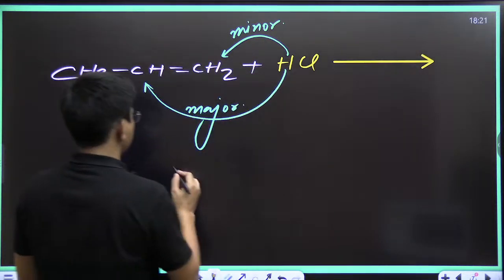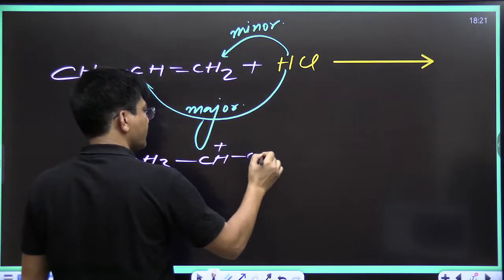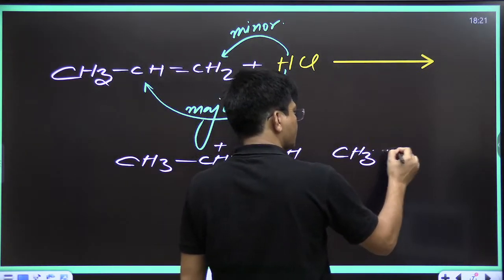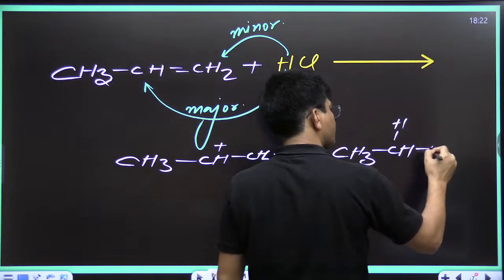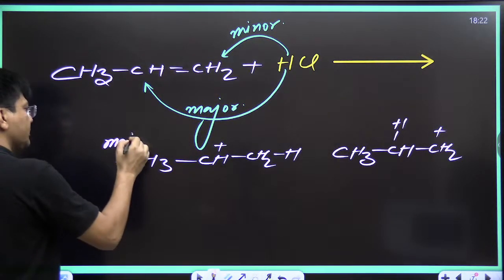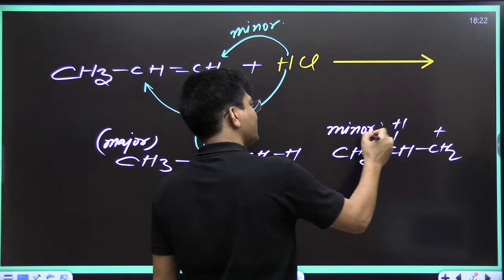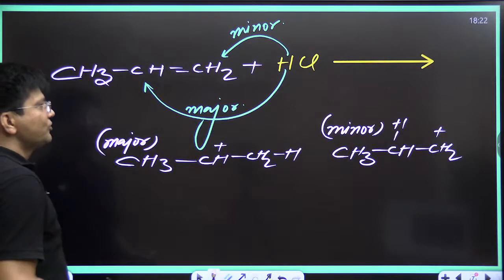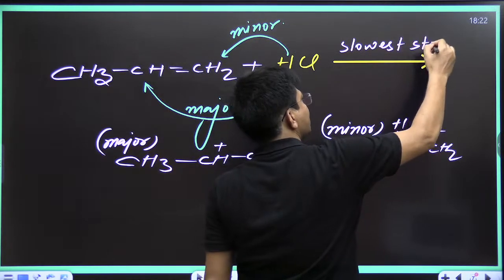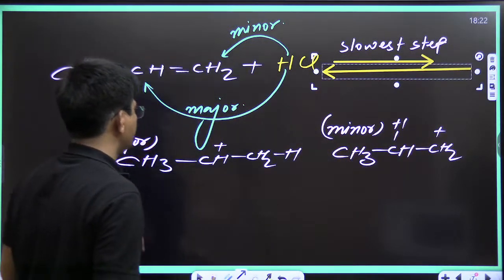Now you are going to get two types of carbocations, CH3 CH positive CH2H, and CH3 CHH CH2 positive. Now this will be the major carbocation, and that one is going to form as the minor. Now this step was the slowest step. The slowest step is the rate determining step that will go more towards the backward direction, less towards the forward direction.